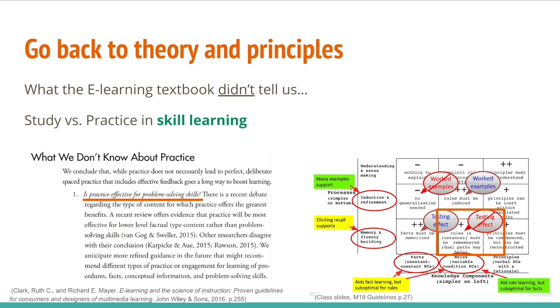Go back to theory and principles. What the e-learning textbook says about whether practice is effective for problem-solving skills is that the answer is we don't know. However, Ken has explained in his slides why the testing effect is not efficient enough for rules and skills: the testing effect or practice is based on memory and fluency building. However, what if we can combine induction and refinement with practice, so people can get individual feedback on their misconceptions, and also do inductions and refinement to improve their rules and skills?